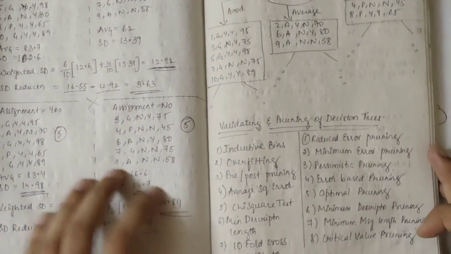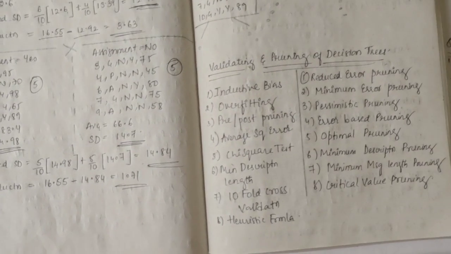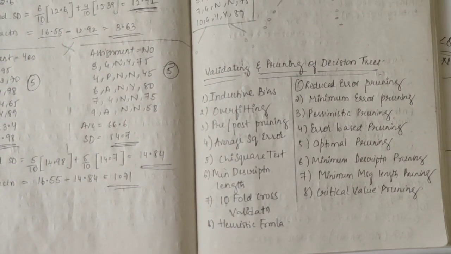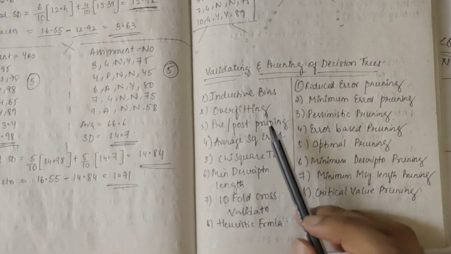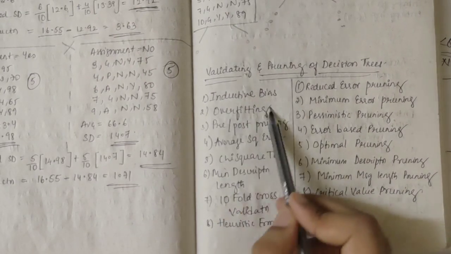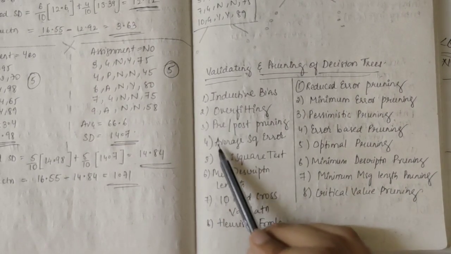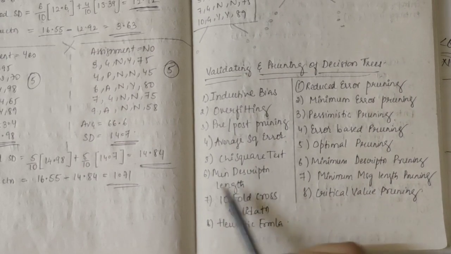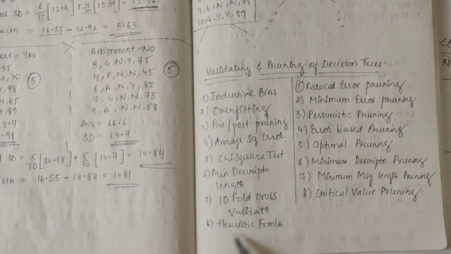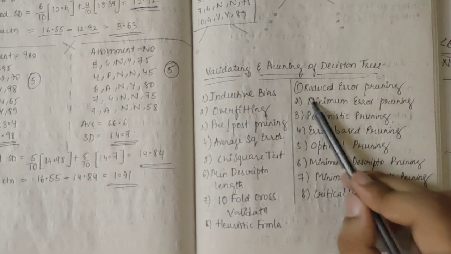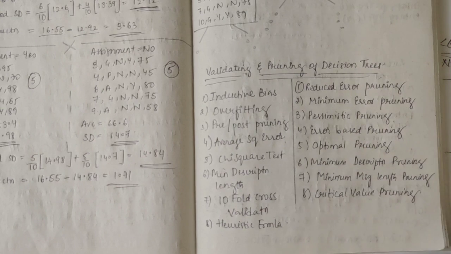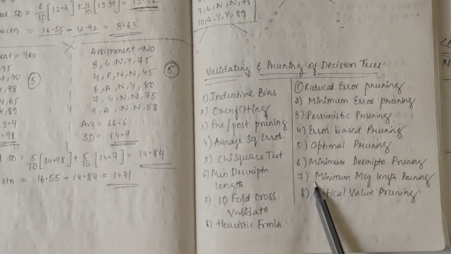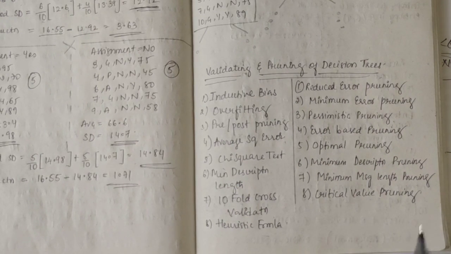Then we have the last topic, that is validating and pruning of decision trees. For validation we have inductive bias, overfitting, pre or post pruning, and then average of squared error, chi-square test, minimum description length, tenfold cross validation, and heuristic formula. For pruning, we have reduced error pruning, minimum error pruning, pessimistic pruning, error-based pruning, optimal pruning, minimum description pruning, minimum message length pruning, and critical value pruning.